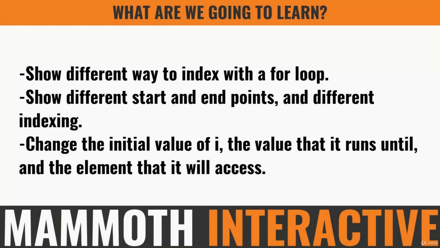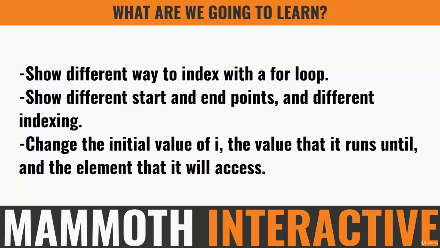In this part of our tutorial, I'm going to show you different ways to index with a for loop, with different start and end points and basically different indexing. We know for loops have a start point, then a semicolon, the end point, which means the point at which it runs until, and then another semicolon, and then the index. So we can modify any one of those three, or all three, if we want to produce different results.